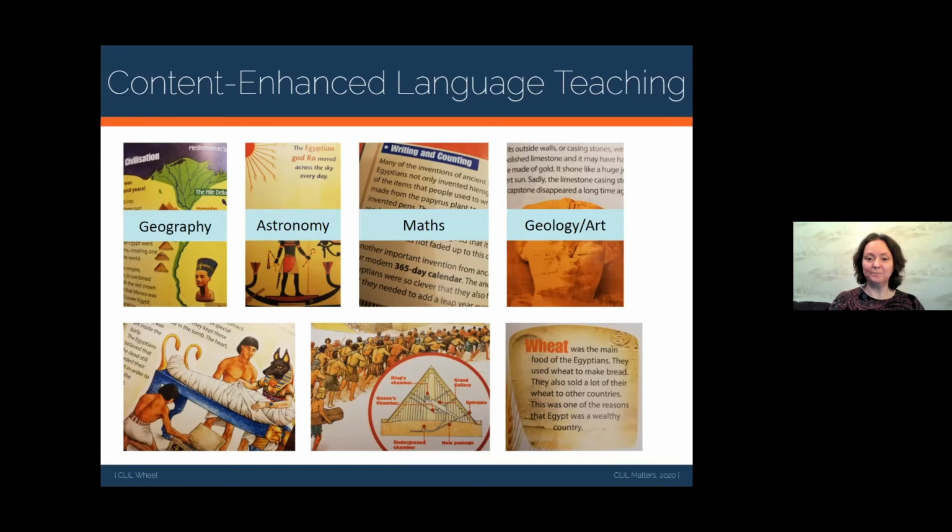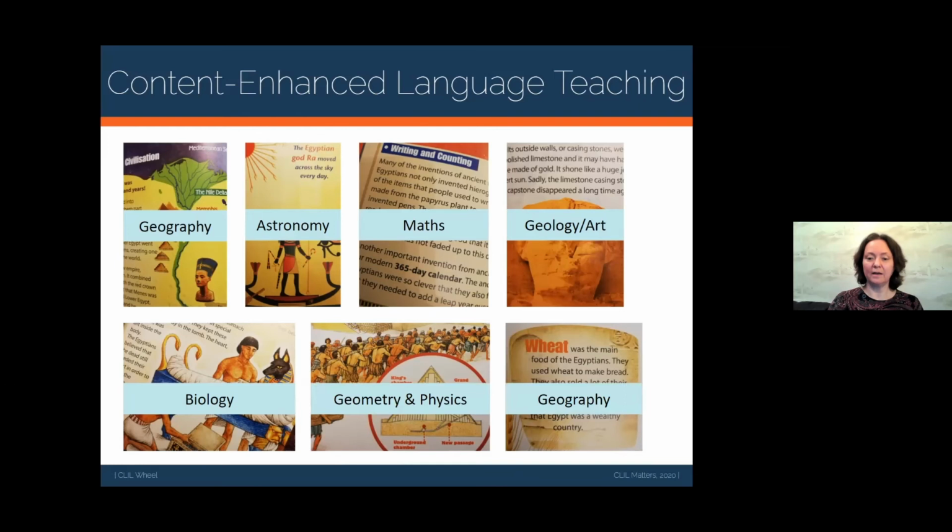Talking about the Sphinx, limestone, okay, so geology, but also art. Mummification, that's biology. Different organs, what do they do with different organs? Building pyramids, you can go into geometry, but also physics, like pulling objects. Talking about agriculture, wheat, okay, what's the situation with wheat production now? So geography again. So content enhanced language learning can give you endless options.